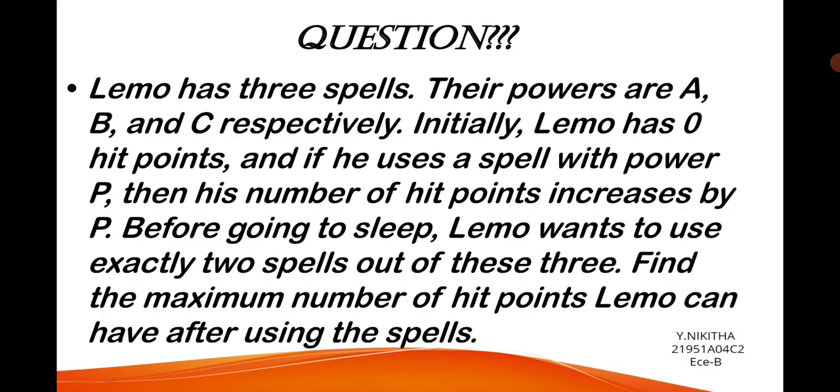Programming for problem solving using C. Question. Lemo has three spells. Their powers are A, B, and C respectively. Initially, Lemo has 0 points, and if he uses a spell with power P, then his number of hit points increases by P. Before going to sleep, Lemo wants to use exactly 2 spells out of these 3. Find the maximum number of his hit points Lemo can have after using the spells.